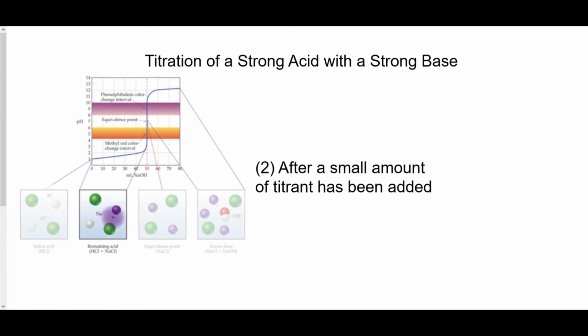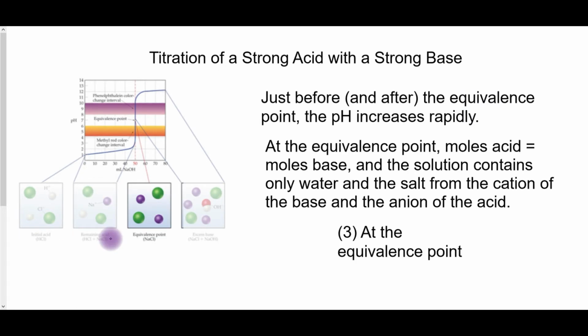After I've added a small amount of titrant, so this area, I have spectator ions, my sodium, I have my chloride ions, and I have one hydrogen ion. What happened to the other? Because there were two, it reacted with the hydroxide that was added to create water. Notice that there aren't any hydroxide ions here. Everything added at this point has reacted with a hydrogen ion. Just before and after the equivalence point, the pH rises rapidly.